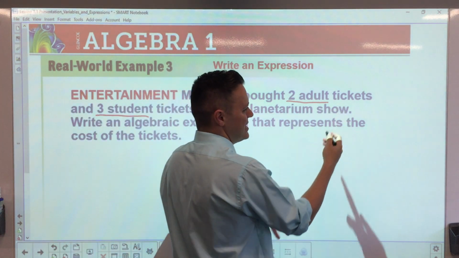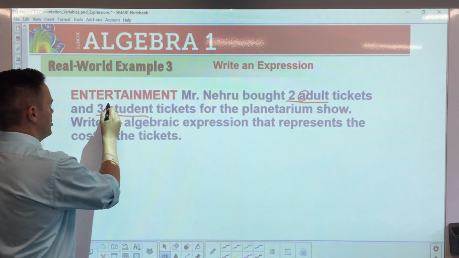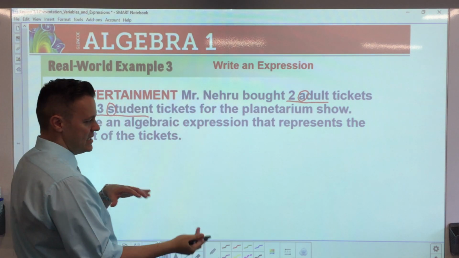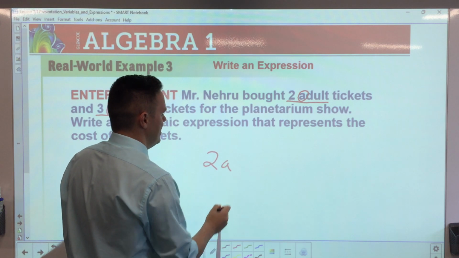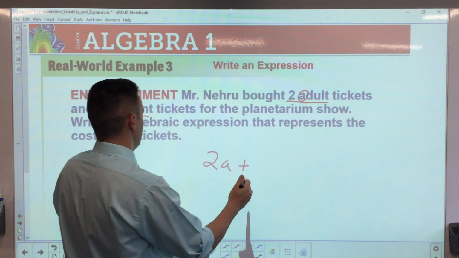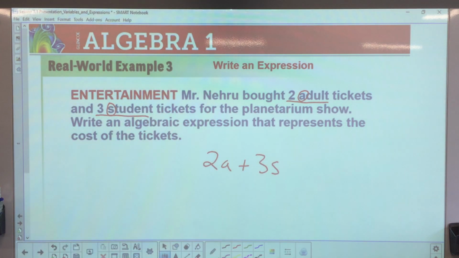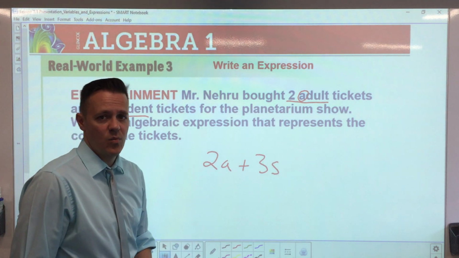Now what you want to do is, it doesn't give you a letter to use, so usually sometimes I'll just use the first letter in the sentence so you can tie it together. So it would be 2A, and then he also bought more, so he just added to it 3S. 2A plus 3S. That's it. Okay, I didn't want to know the price.